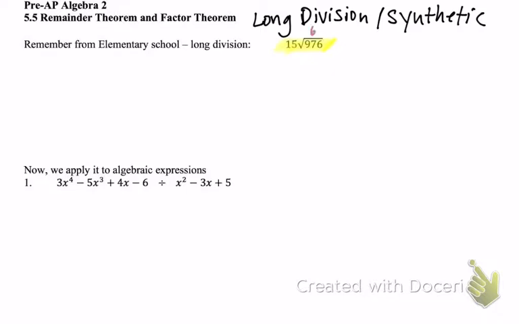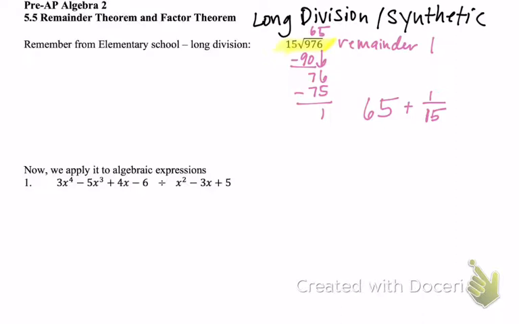So when you take 6 times 15, you get 90. Then you subtract 90, bring down the 7 and the 6, and so 15 will go into 76 5 times. And so 5 times 15 is 75. Subtract, so you have a remainder of 1. So I could write this as 65 and 1/15.